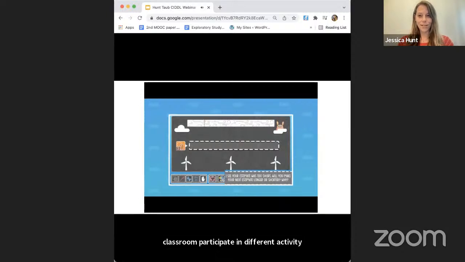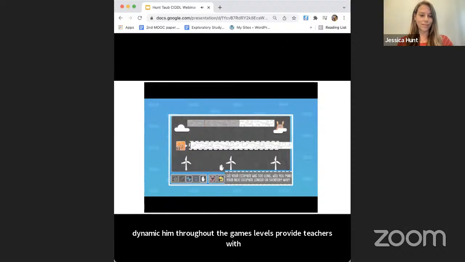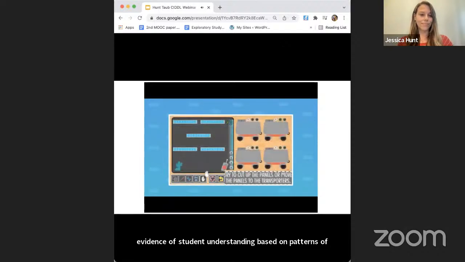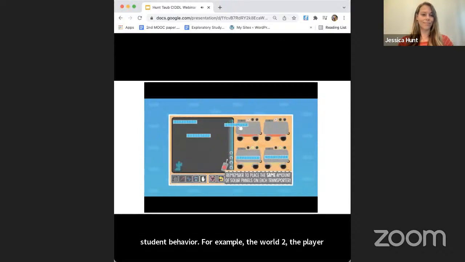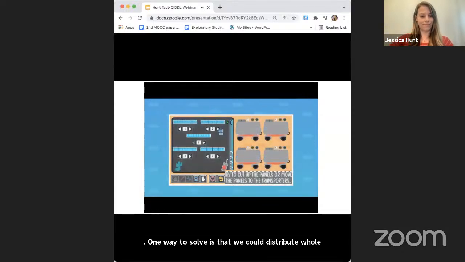Dynamic hints throughout the game's levels provide teachers with evidence of student understanding based on patterns of student behavior. For example, in World 2, the player must distribute equally. To do so, they can use 2 different strategies to solve the problem. One way to solve is that we could distribute whole units and partition the last piece, or we could use the number of sharers as an input for partitioning.